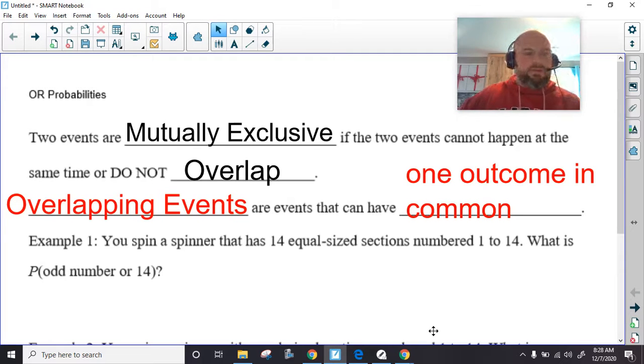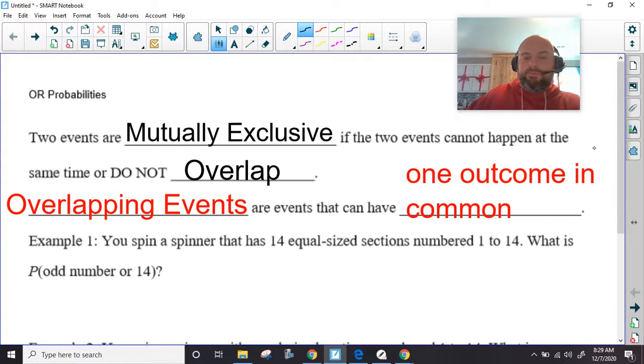All right, two events are mutually exclusive if the events cannot happen at the same time and don't overlap, like the probability of Mr. Jeffries getting longer hair on his head and anything else, those aren't going to happen. Those do not affect each other at all. Overlapping events are events that have one outcome in common. We're going to get to some of these. Again, remember, my definitions don't make sense until you actually use them.